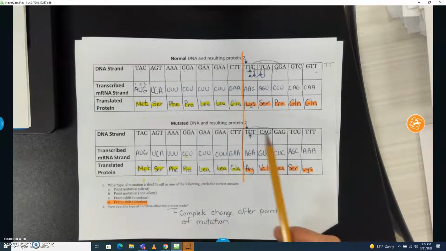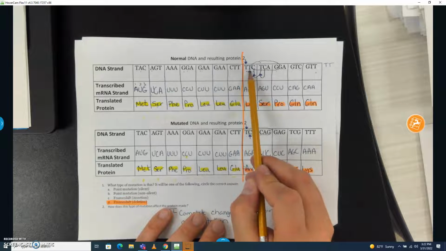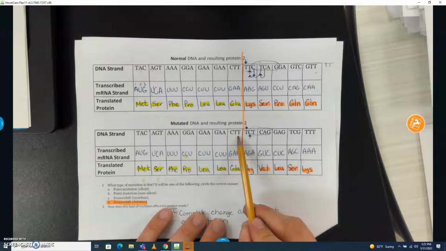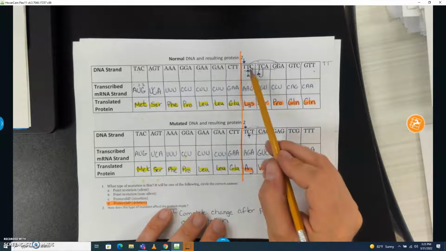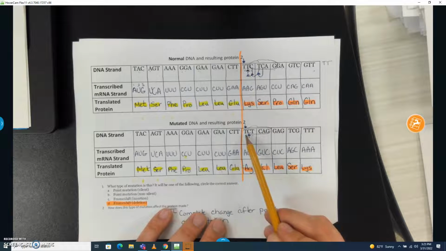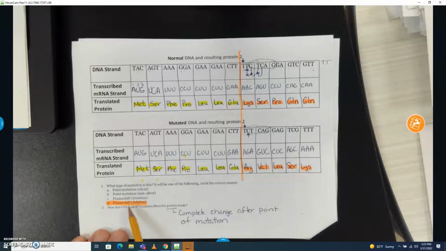What ended up happening in this scenario, notice we have 1, 2, 3, 4 T's consecutive. But here we only have 1, 2, 3 T's. We lost one of these two T's in this DNA. It went bye-bye. This is called a deletion, which is a type of frameshift mutation.